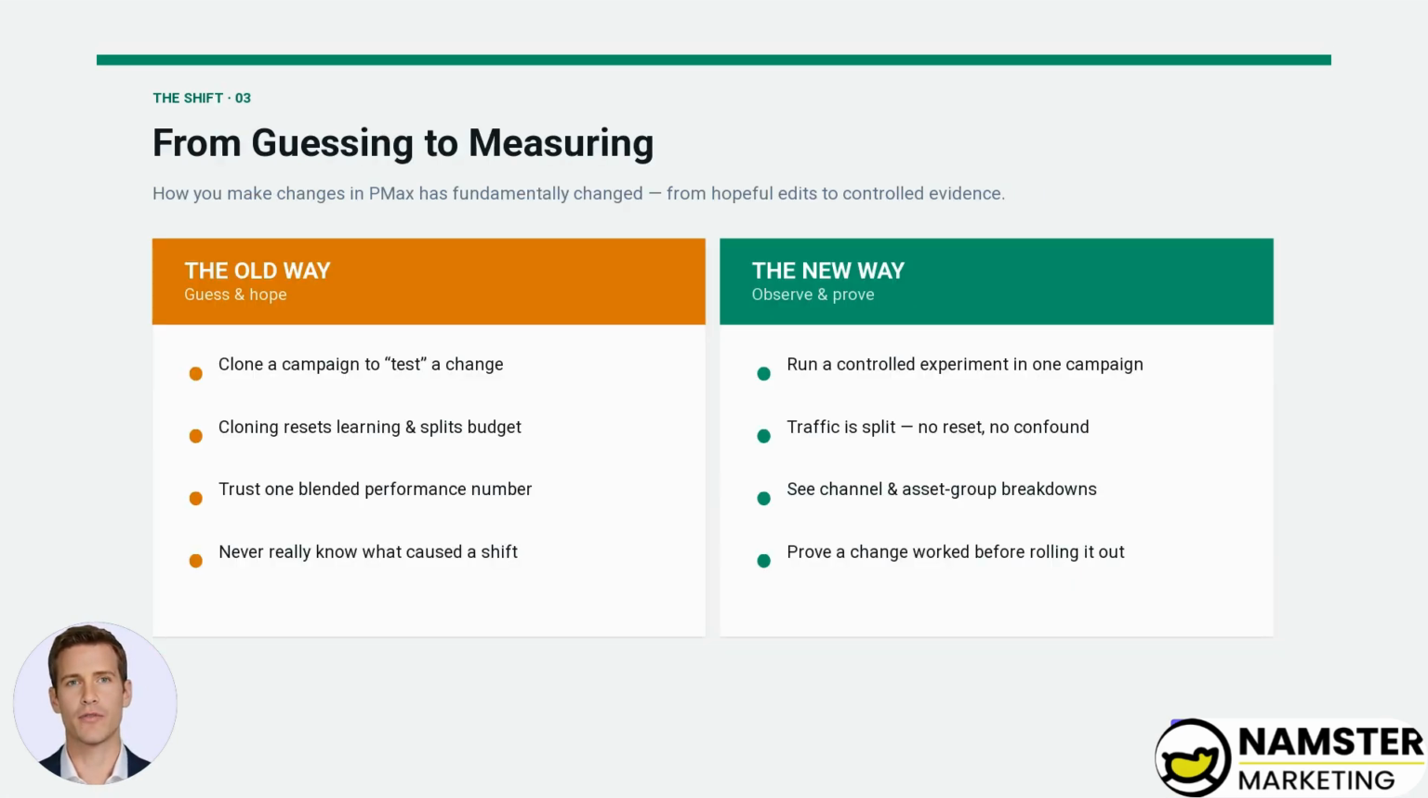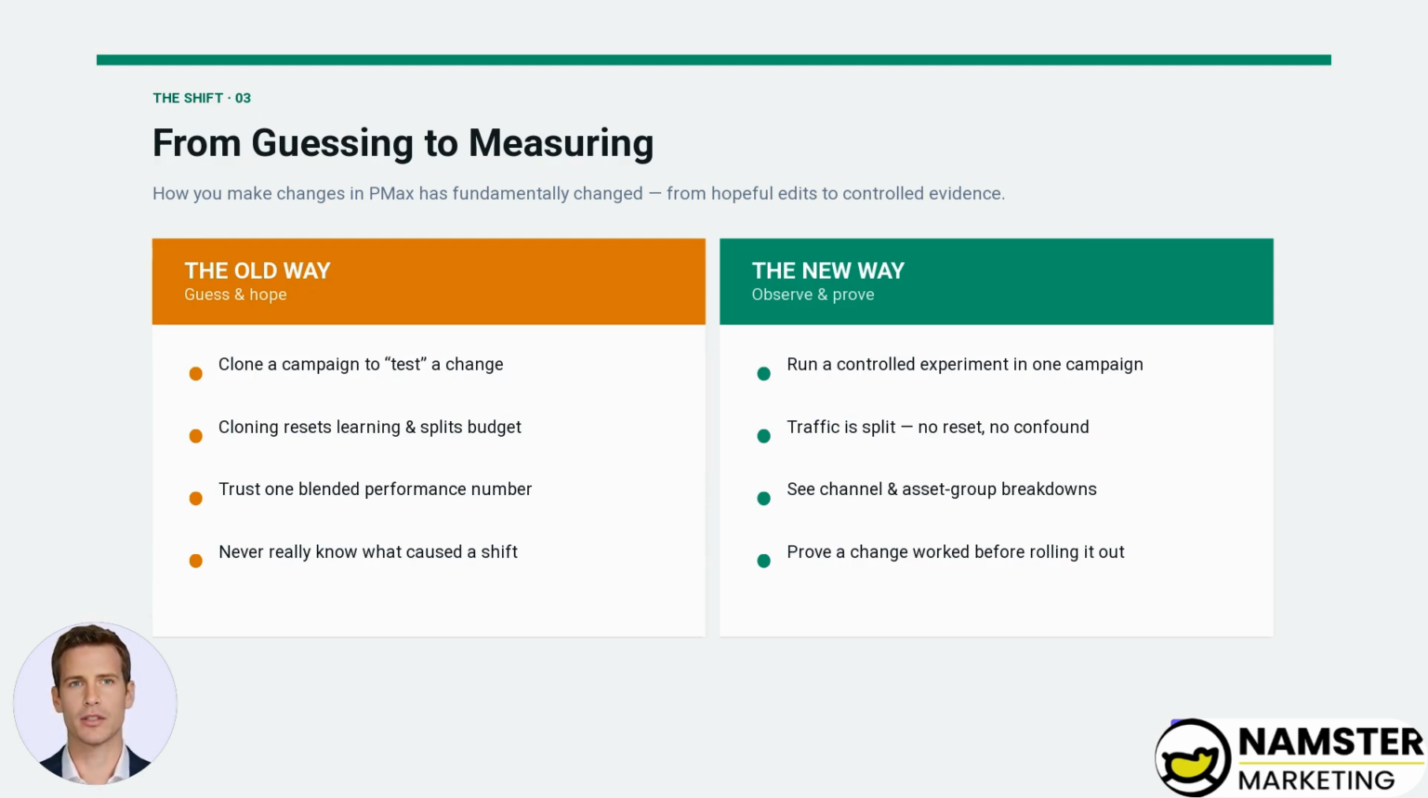Let us examine the shift from guessing to measuring. In the old way, which many still follow, advertisers would clone a campaign just to test a single change. This was problematic because cloning resets the machine learning phase and splits your budget, making the results unreliable. You were forced to trust one blended performance number, never really knowing what caused a shift in results.